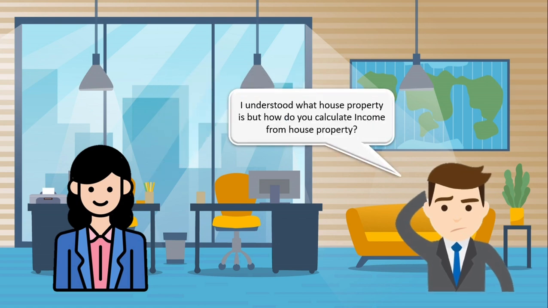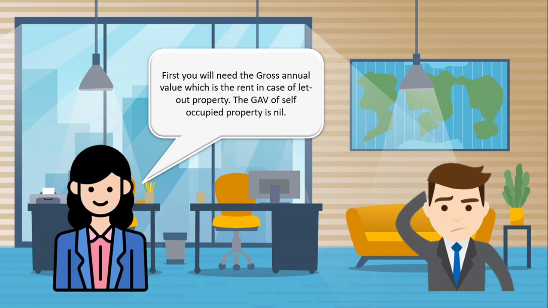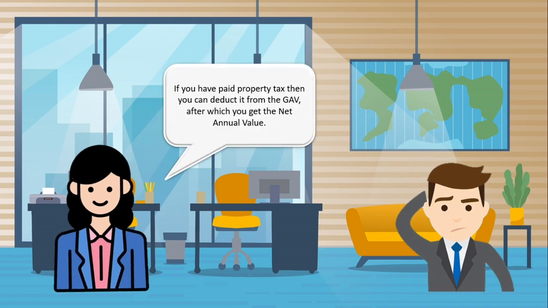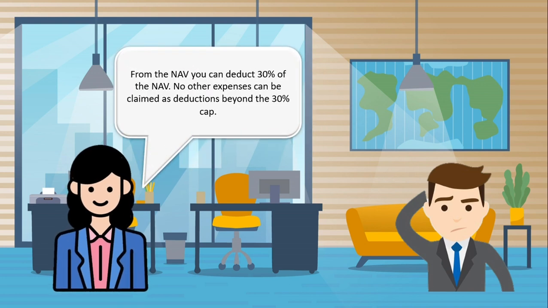I understood what house property is, but how do you calculate income from house property? First, you will need the gross annual value, which is the rent in case of let-out property. The gross annual value of self-occupied property is always net. If you have paid property tax, then you can deduct it from the gross annual value, after which you get the net annual value. From this NAV, you can deduct 30% of the NAV. No other expenses can be claimed as deductions beyond the 30% cap.